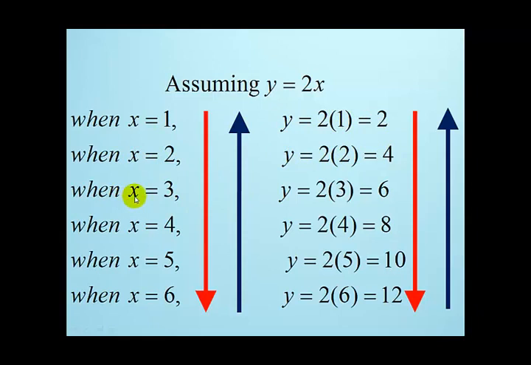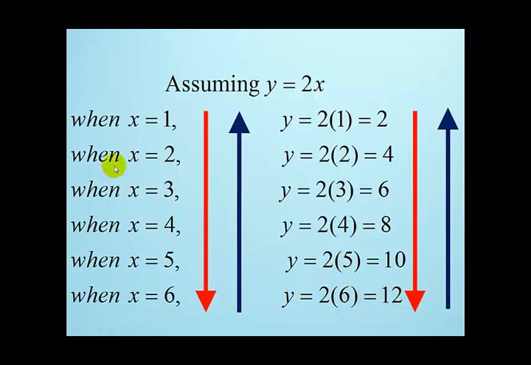When x equals 3, y will be equal to 2 times 3, and the result is 6. When x equals 4, y will be equal to 2 times 4, and the result is 8. When x equals 5, y will be equal to 2 times 5, and the result is 10. When x equals 6, y will be equal to 2 times 6, and the result is 12.